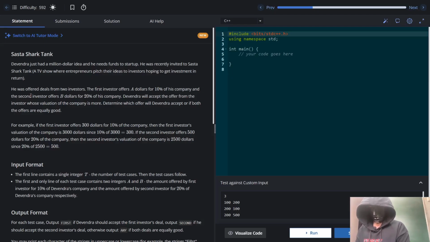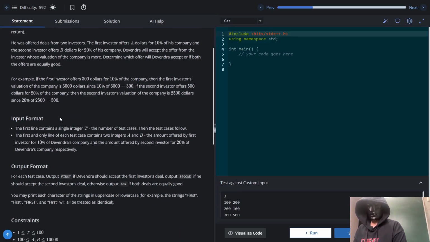He was offered deals from two investors. The first investor offered $A for 10% of his company, and the second investor offered $B for 20% of his company. Devendra will accept the offer from the investor whose valuation of the company is more. Obviously, he'll do that. Determine which offer Devendra will accept, or if both offers are equally good.